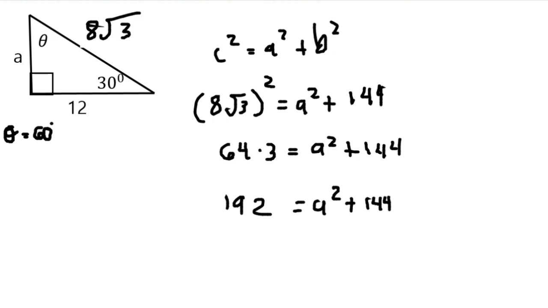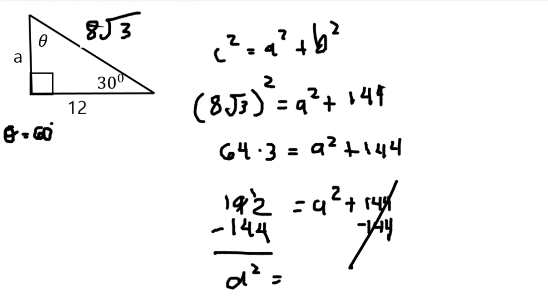So we got a squared plus 144. Now we can move 144 to the left side. So what we will be having is, all it will get is 48. Okay, let's write it down. Now let's take the square root of both sides.